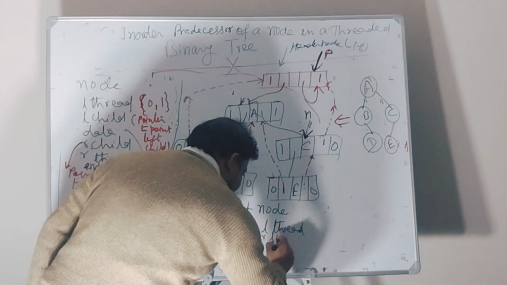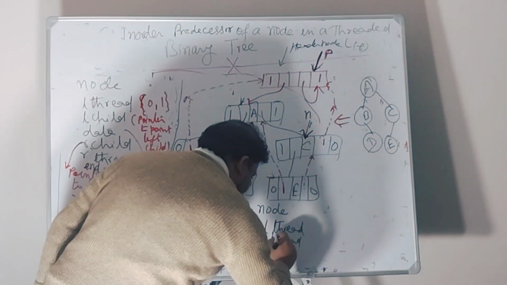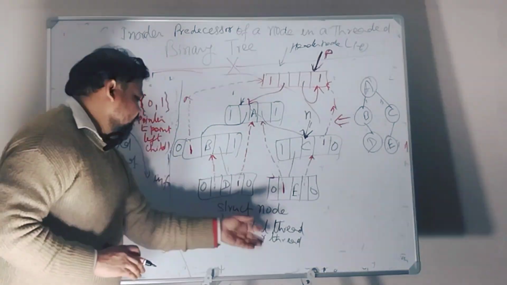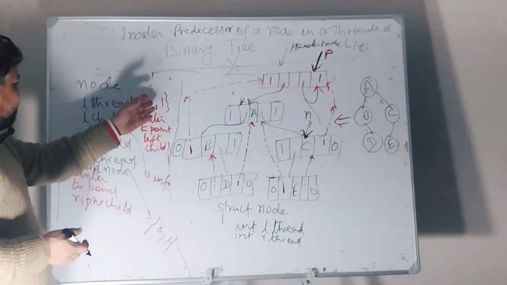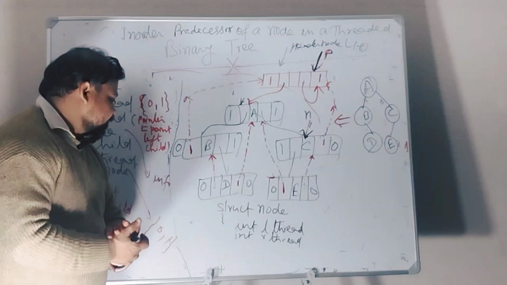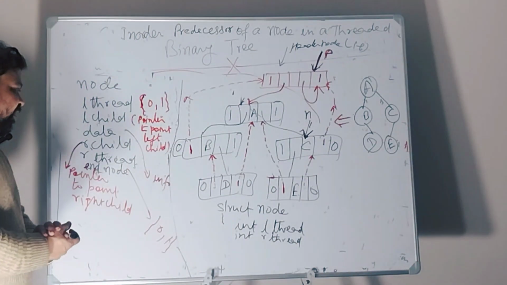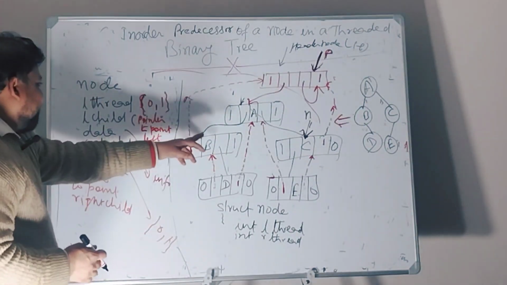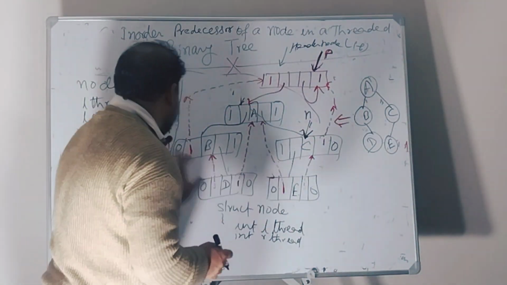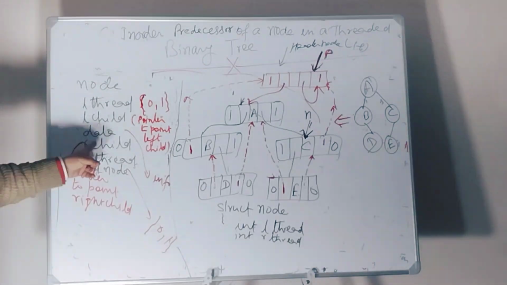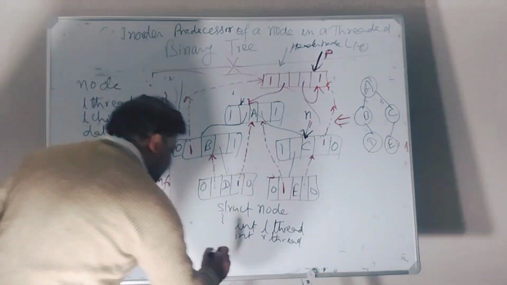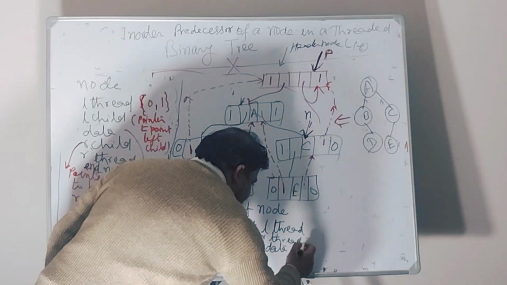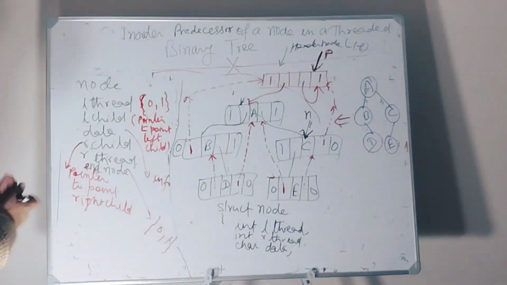Similarly I'll write int R thread. You can also write boolean, true or false, or represent it as 0 and 1. Here I'm taking integer. For the data of this tree, the information here, A B C D, is in the form of characters, so I'm taking char data, and you are free to use whatever type you like.